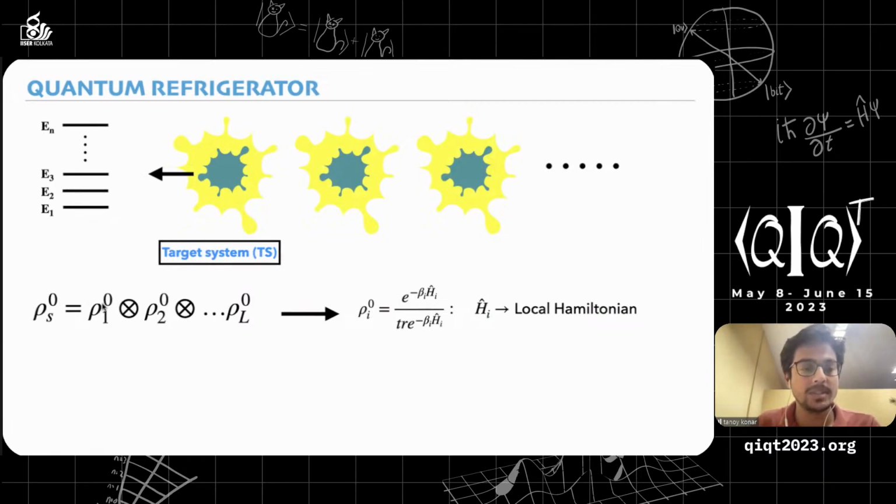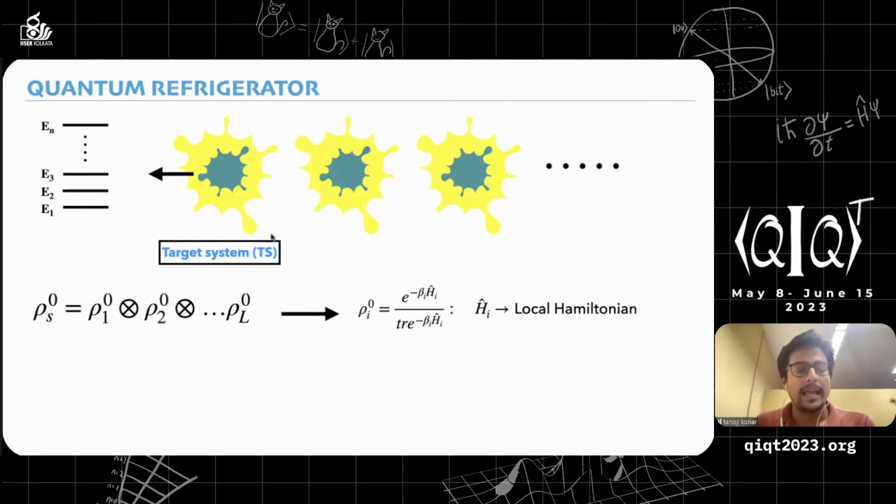So each individual system is given by this Gibbs state, of the Gibbs form, where H_i is the local Hamiltonian of each subsystem, and they are in equilibrium. From these subsystems, we choose one system as the target system, which has to be cooled. So this is the main framework for a quantum refrigerator.